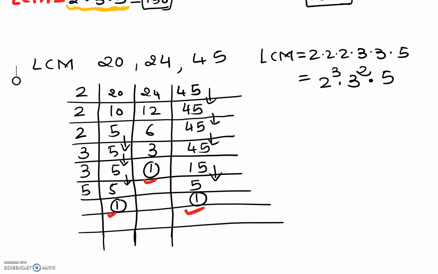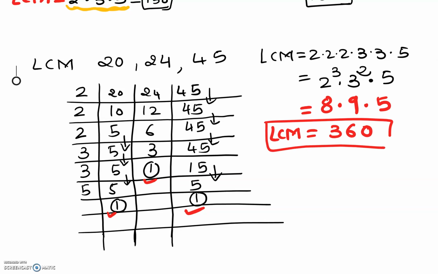But now when we want the LCM, the final answer will be 2 to the third power, which is 8. And then 3 to the second power is 9. And then times 5. When you multiply all of them together, the easier way to go without a calculator is 8 times 5 is 40. 40 times 9 is 360. So this is your LCM for 3 numbers using the table method. Hope this will help you.